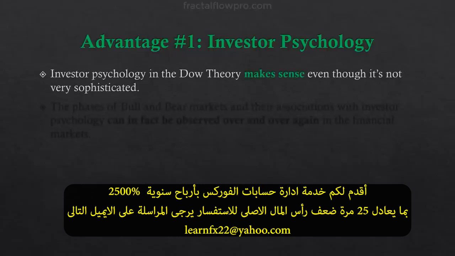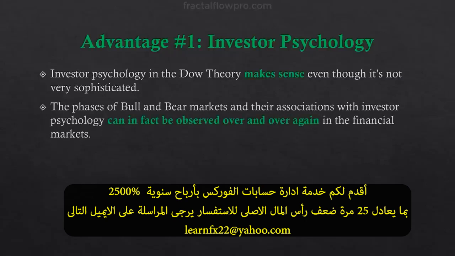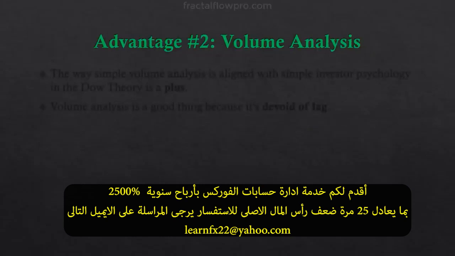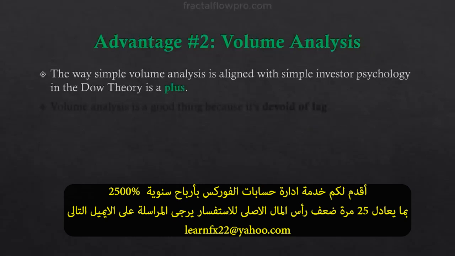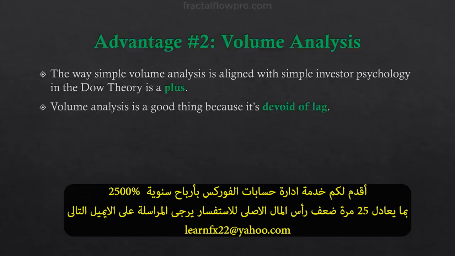The phases of bull and bear markets can indeed be observed over and over again, and they do represent the cycle of emotions that usually appears in the markets. The second advantage is that volume analysis that is aligned with simple investor psychology also makes sense. The simple premise that volume confirms price movement also seems to be an effective tool in all phases of bull and bear markets, and its alignment with the various phases of bull and bear markets also makes sense. The good thing about volume is that it is devoid of lag.